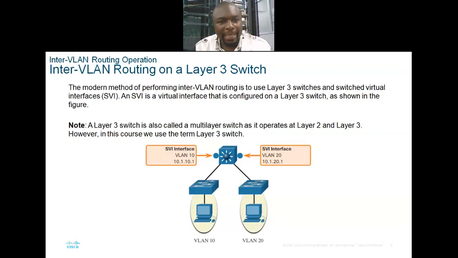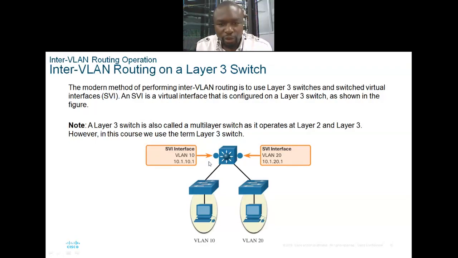So the modern method of performing inter-VLAN routing is to use what? Layer 3 switches and switch virtual interfaces. A switch virtual interface is a virtual interface that is configured on a layer 3 switch, as shown in this diagram here. A layer 3 switch is also called a multi-layer switch, which operates at layer 2 and layer 3.